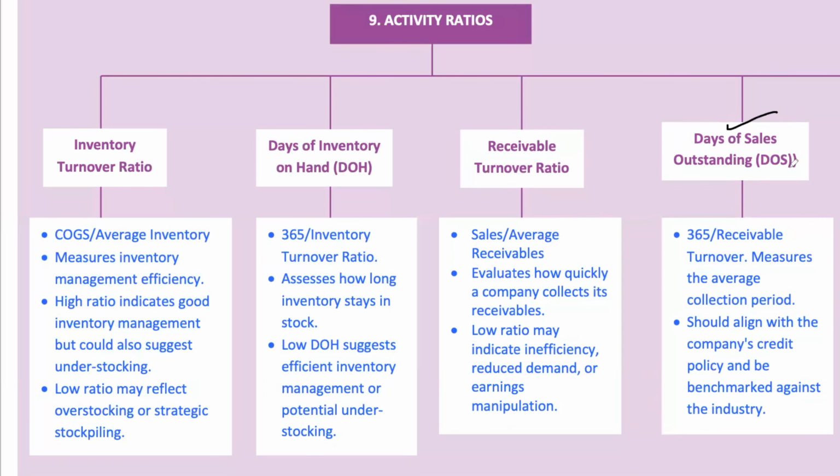Following that, we have the days of sales outstanding, DSO. This shows us how long, on average, it takes for a company to collect its receivables. You'll want to compare this to the company's stated credit policy. If their policy is 30 days, but it's taking 60 days to collect, something's not quite right. And if their days of sales outstanding is lower than the industry average, it could mean they have efficient credit and collection processes, or maybe they're losing sales to competitors with more lenient terms.